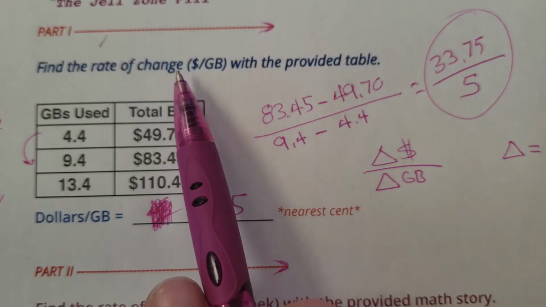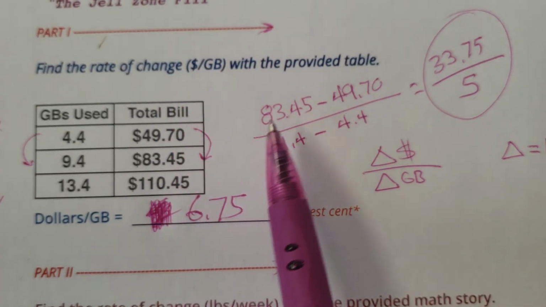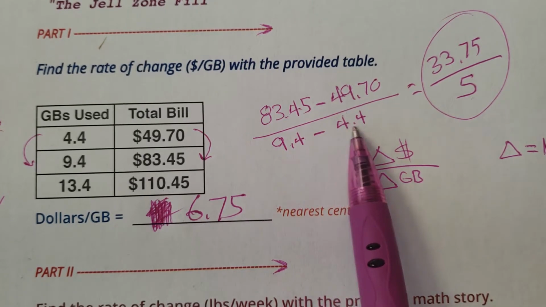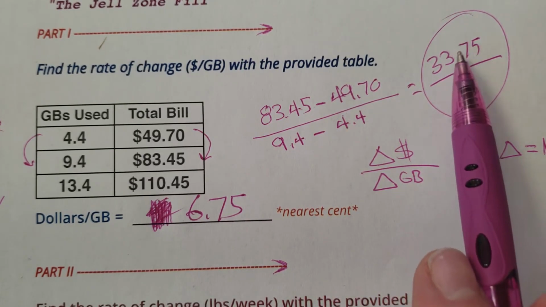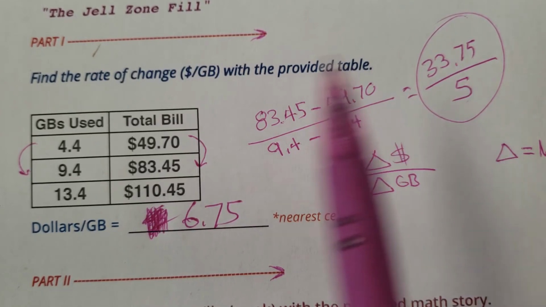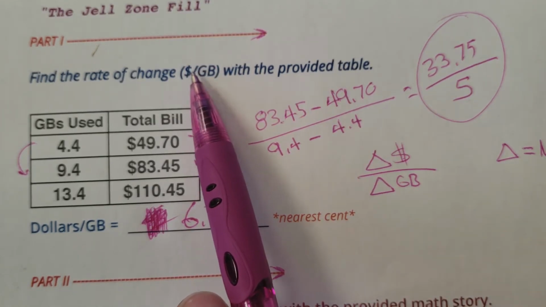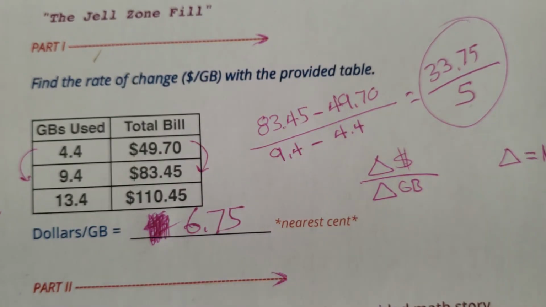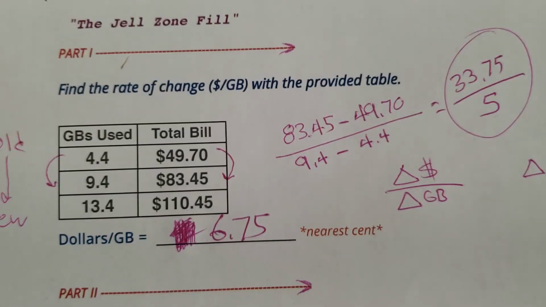Again, to find the change in dollars per gigabyte, go new minus old dollars, new minus old gigabytes, then do the subtraction, okay? Then do the division. If you're not doing the division right there in the slash, then you're probably not doing these right. Okay, so that's how you do it in a table.